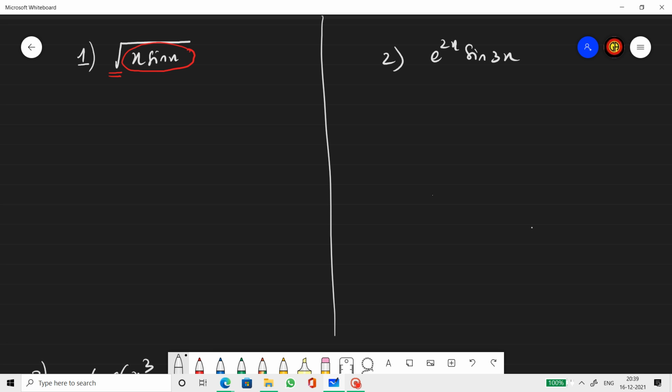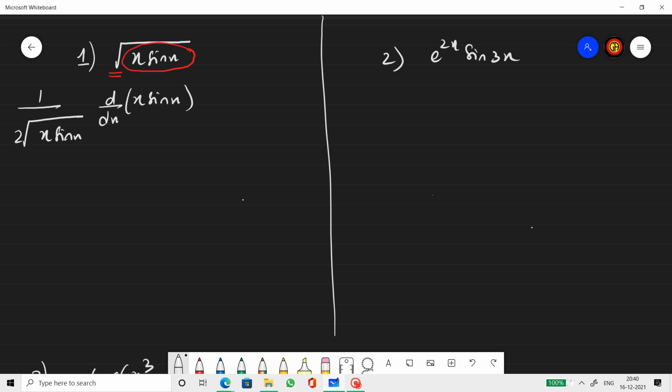So first I am going to differentiate root, considering x sine x as x in my mind. Considering this whole thing as x in my mind, it is just a root x for me now. Differentiation of root x is 1 by 2 root x. So first differentiation of root, which is 1 by 2 root of x sine x, into the differentiation of x sine x. So here I have to use uv.